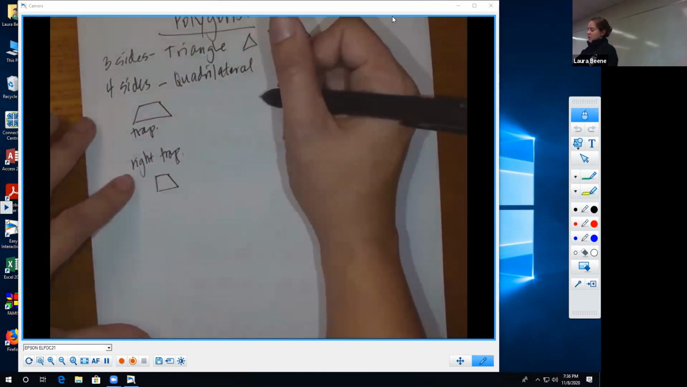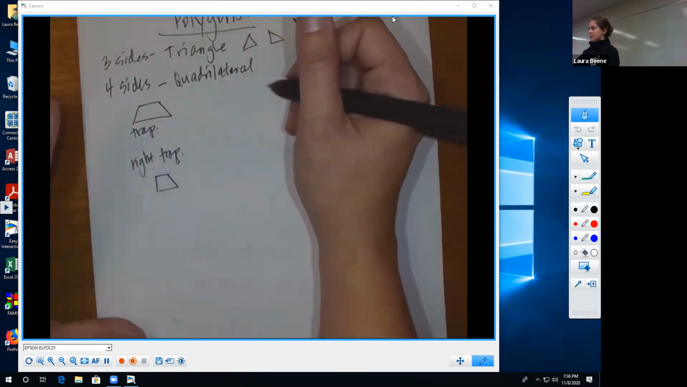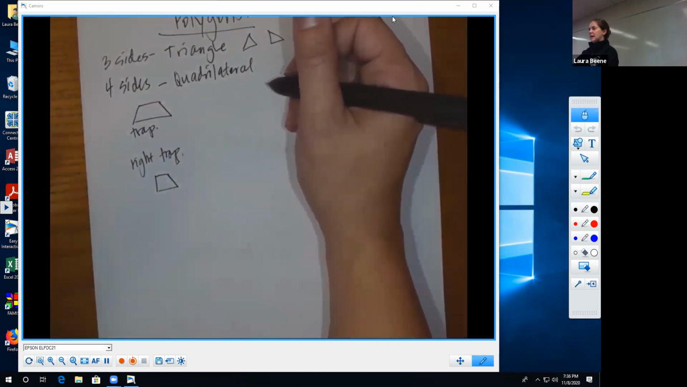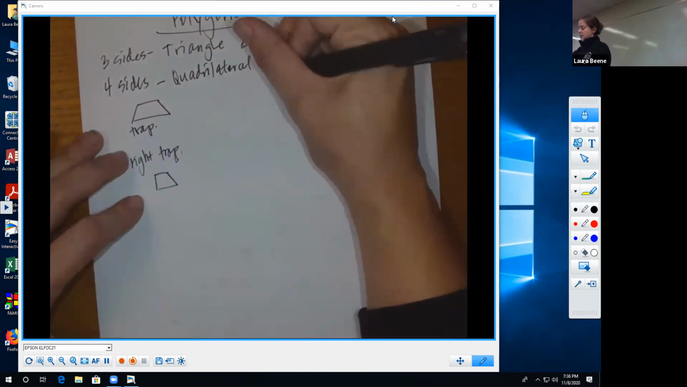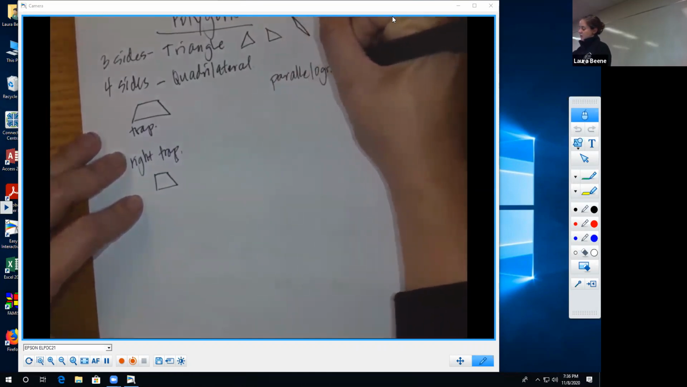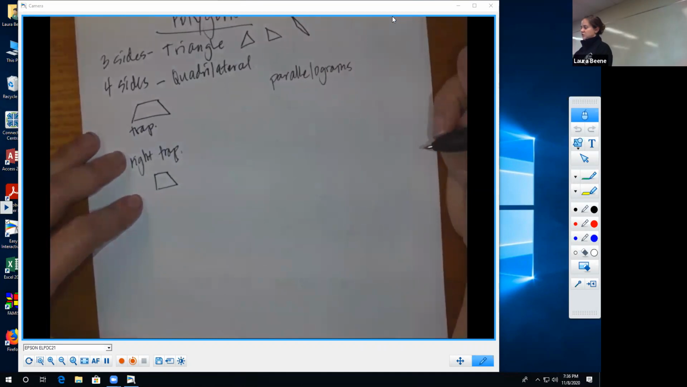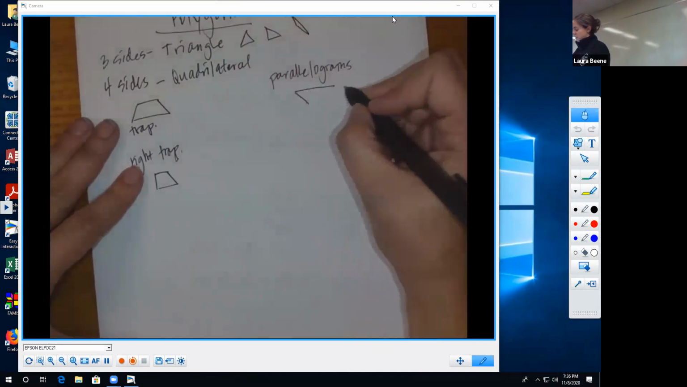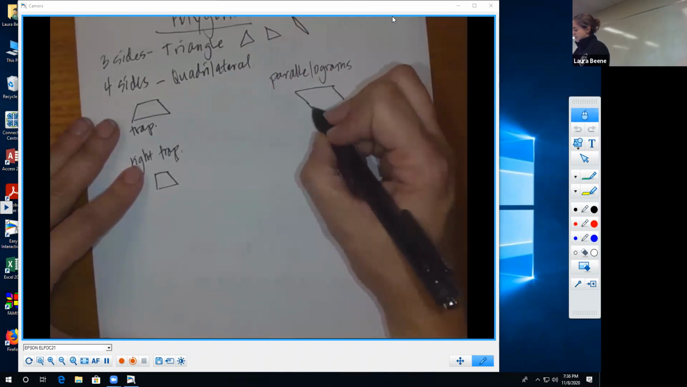But then from there, we have a parallelogram, a rhombus, a rectangle, and a square. Okay, so parallelograms are a figure that has two parallel sides. So something like that.